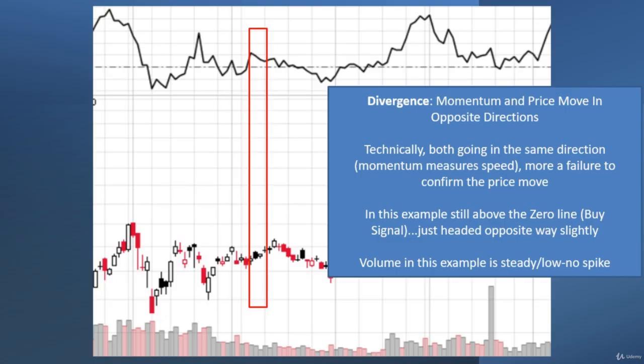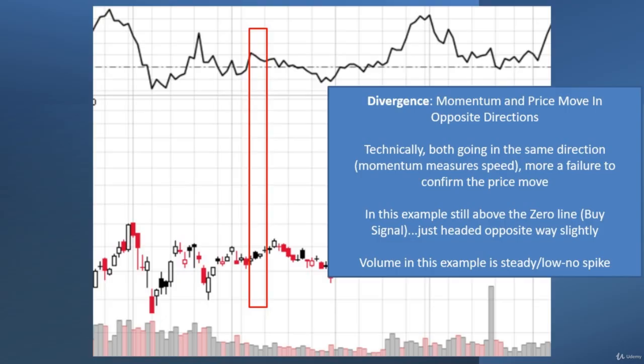So if you see this here in this example, it's above the zero line, which is a buy signal, but it's just headed the opposite way slightly. If you look below at the chart, you can see where we've got our candles, just slightly different. It might be going sideways in the price chart, and you can see the momentum indicator going along with it a little bit. It's not a huge example, but it gives you an idea of what it might look like if there was a divergence going on. And you can also see that the volume in this example is really steady or low.